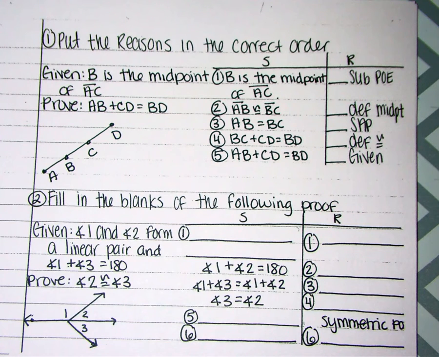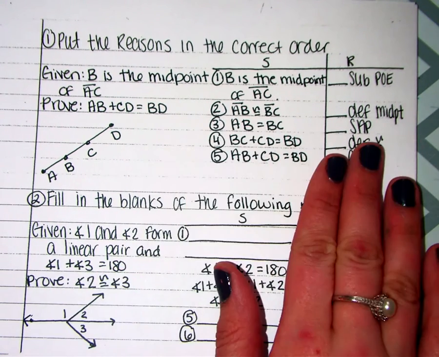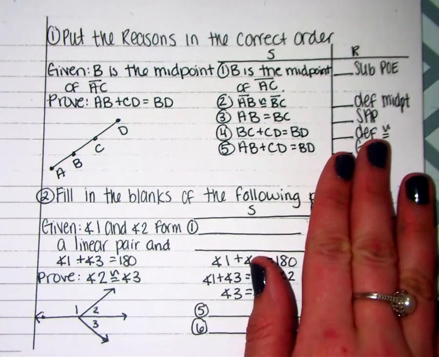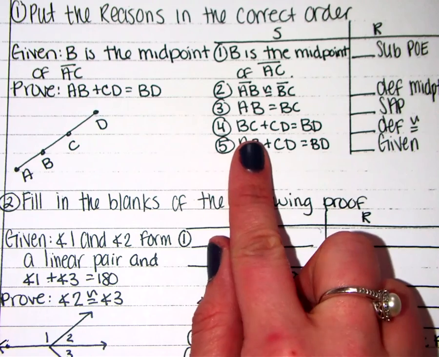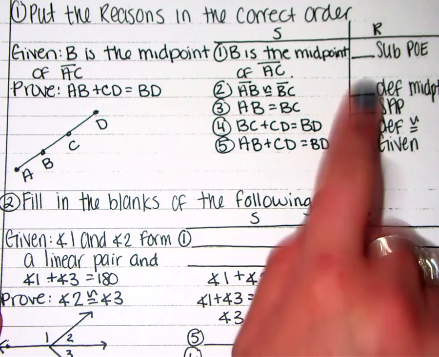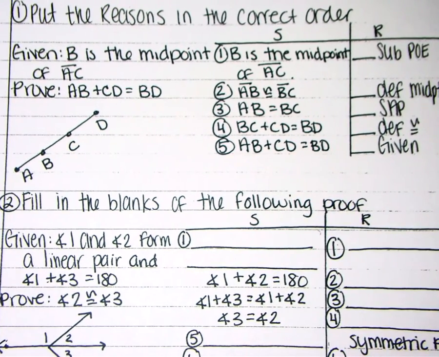Today's lesson is about how to complete fill-in-the-blank proofs. So let's go ahead and get started on just putting reasons in the correct order. For this first section, the statements are all in the correct order, whereas the reasons are all jumbled. So let's just think through our problem.